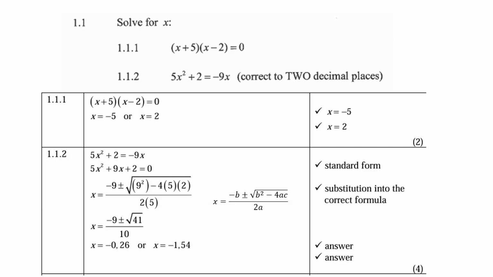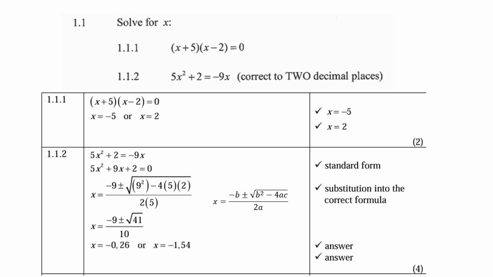So for x, 1.1.1, (x + 5)(x - 2) = 0. Fortunately for you, it's already been factorized, and very important, there's already a 0 on the right-hand side. So be careful, there's got to be a 0 on the right-hand side. So therefore x + 5 = 0, so x = -5, or x - 2 = 0, so x = 2. Always remember to test your answers. So again, test the -5 and test the 2 to see whether they do satisfy the equation.